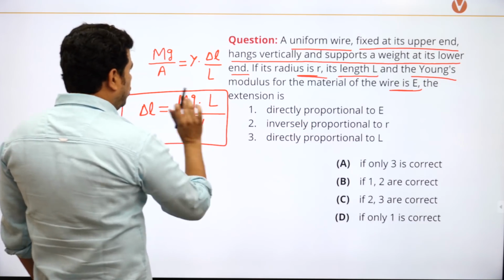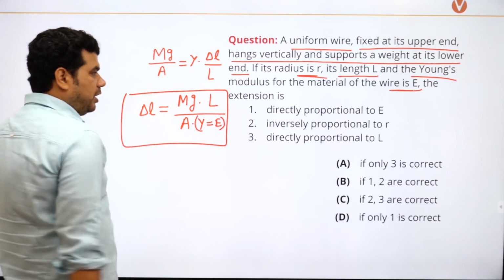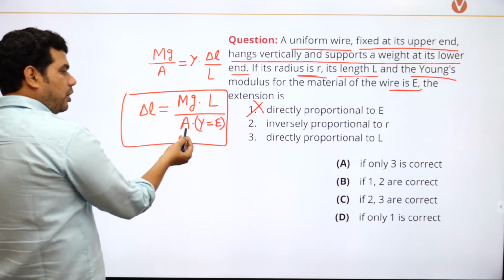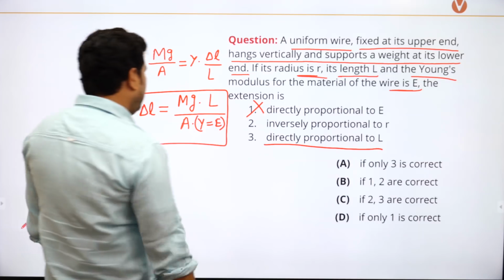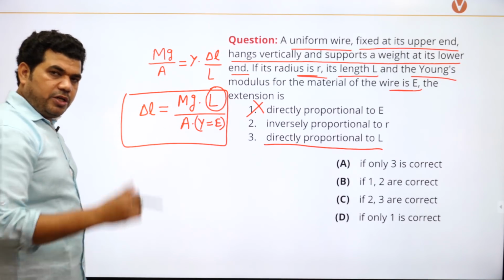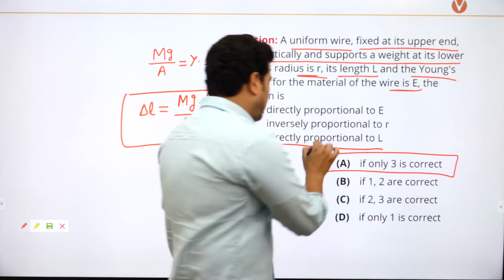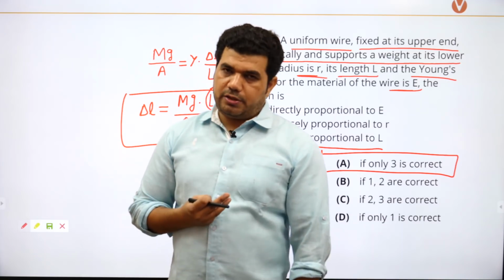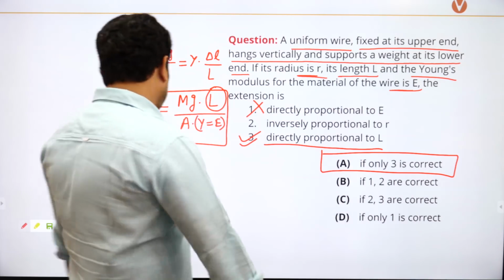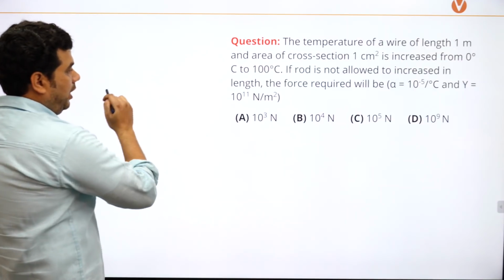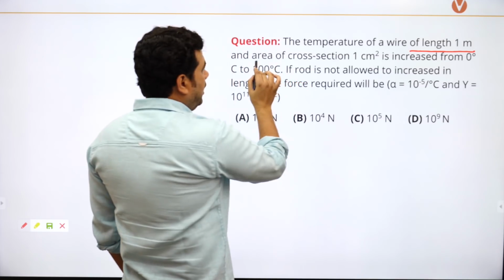Directly proportional to modulus of elasticity. So what's the modulus of elasticity? Here Y is equal to E. It's not directly proportional. Inversely proportional to R? No, square of the R here, inversely proportional. Directly proportional to L? Yes, it is directly proportional to L. So only the third one is correct. So the answer is A. Only the third one is correct. Got it? Very easy question, but the scoring one. Okay. Let's move to the next one also. See here, temperature of a wire of length 1 meter, area of cross section.